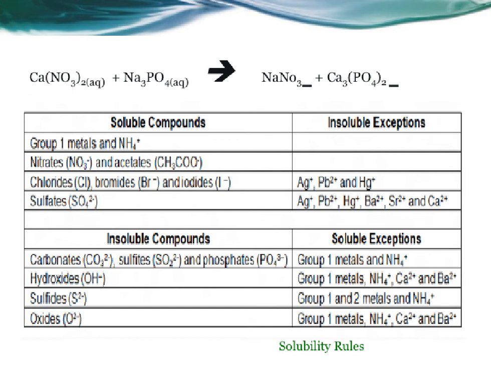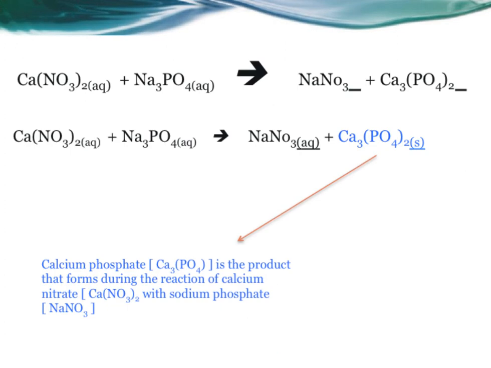Let's check for sodium nitrate. From the table, we see that nitrate is a soluble compound and it has no exceptions, so it must be aqueous. But let's check calcium phosphate. Indeed, phosphate is insoluble. Phosphates do have exceptions, however, those exceptions do not apply to calcium. Now we know that when calcium nitrate and sodium phosphate react, they produce an aqueous sodium nitrate and solid calcium phosphate.